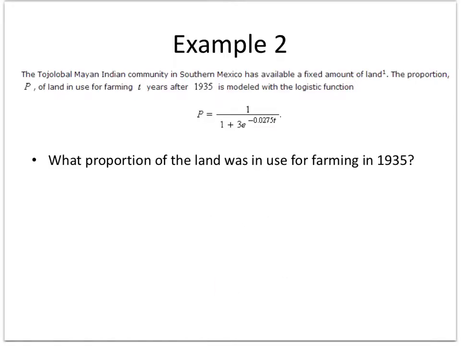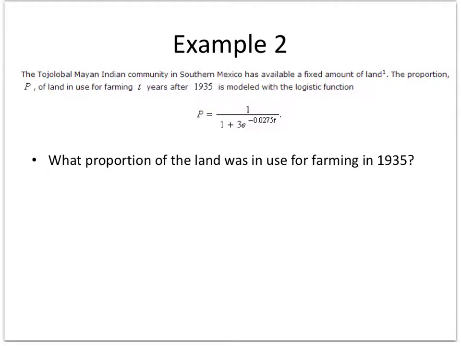All right, example 2. The Tojolabal Maya, those people. A Mayan Indian community in southern Mexico has a fixed amount of land available. The proportion P of land, so this gives me a percentage, in use for farming t years after 1935 is modeled with this. You can see all these are good functions for things that happen over time, like populations, but in this case we're using it for a proportion.